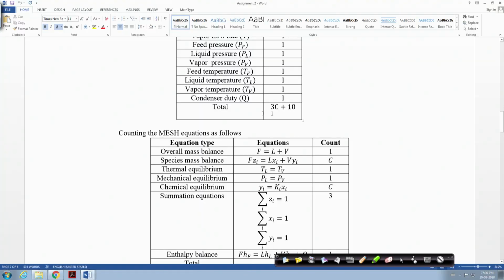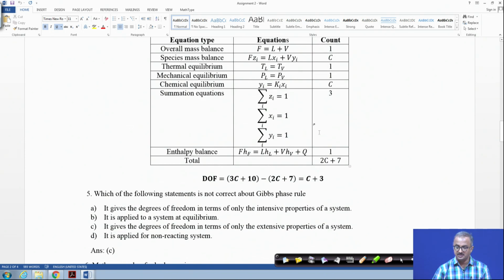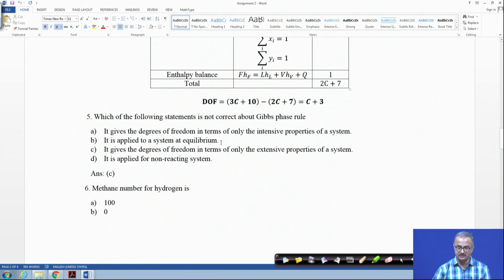Here we have shown how this counting has been done, how the variables were counted and how the equations were counted. In this case you see that we are using the MESH equations, that is the mass balance, equilibrium, summation and then enthalpy balance equations. All of them are listed here and we are counting those to get the value of the degrees of freedom.